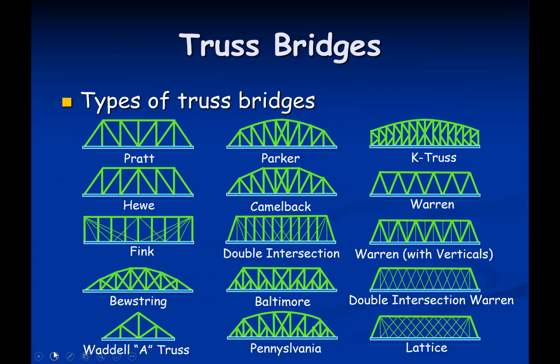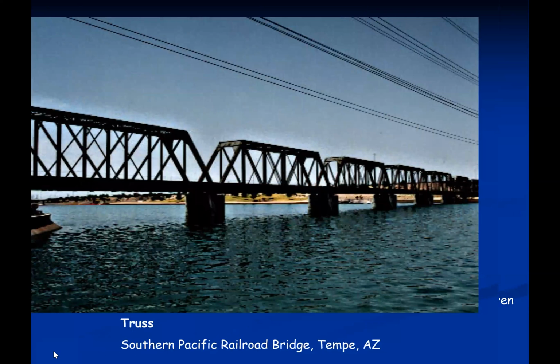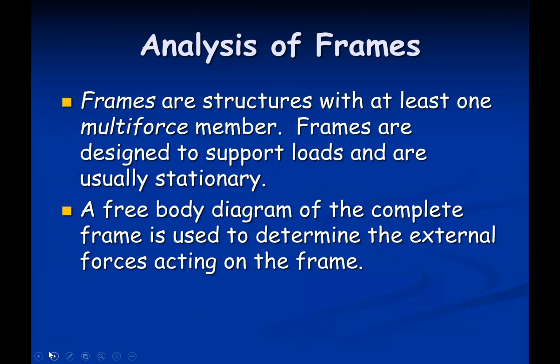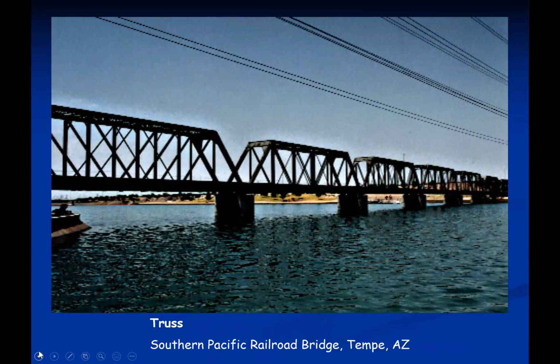Those are the different types of trusses. I gave you that in class, some different pictures. Let me go back there. I went pretty quick. That's an example of a railroad crossing using the trusses to go across the water.